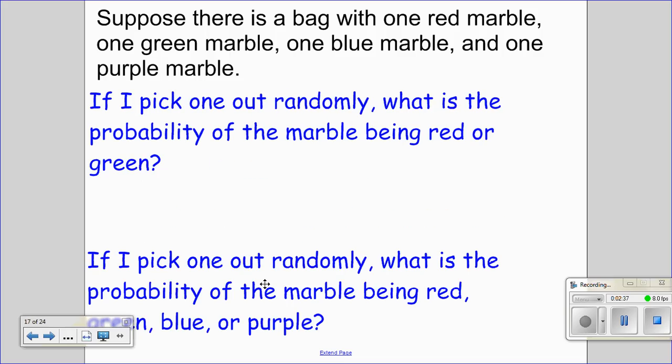We have the same scenario, but now what's the probability of it being red or green? So the total is the same, 4. To be red is 1, plus to be green, it's also 1.